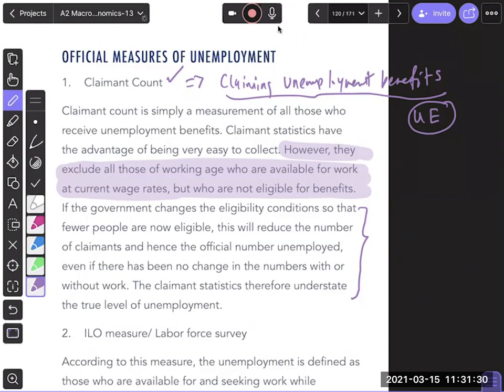Also, when you're comparing unemployment benefits of different times, also of different countries, and if you're using claimant count, you might not find it to be reliable because every country has a different rule as to who's eligible for unemployment benefits. Does that make sense?